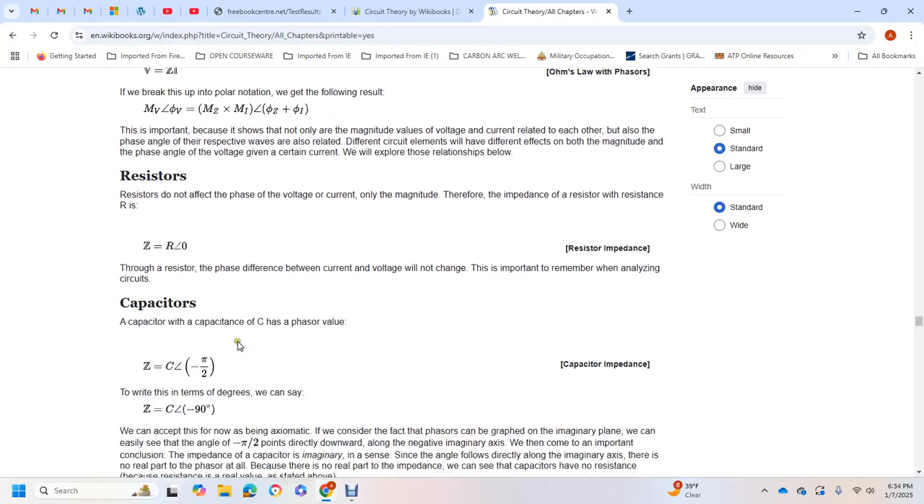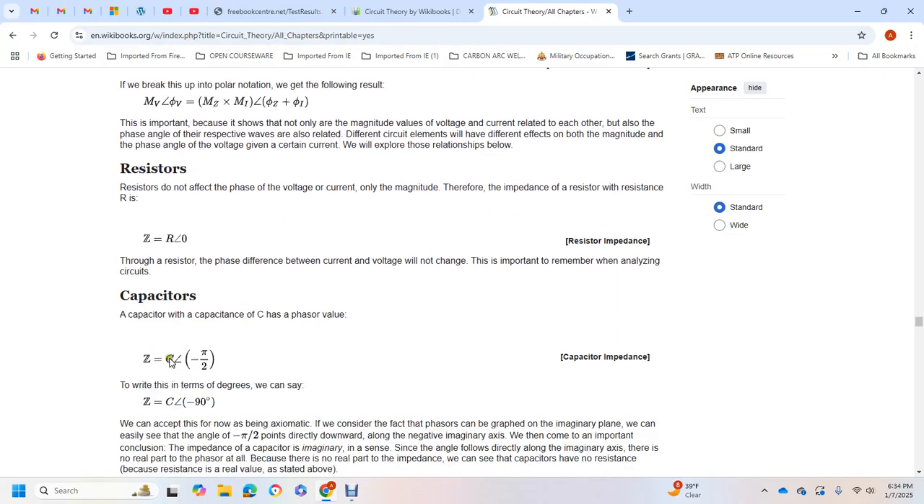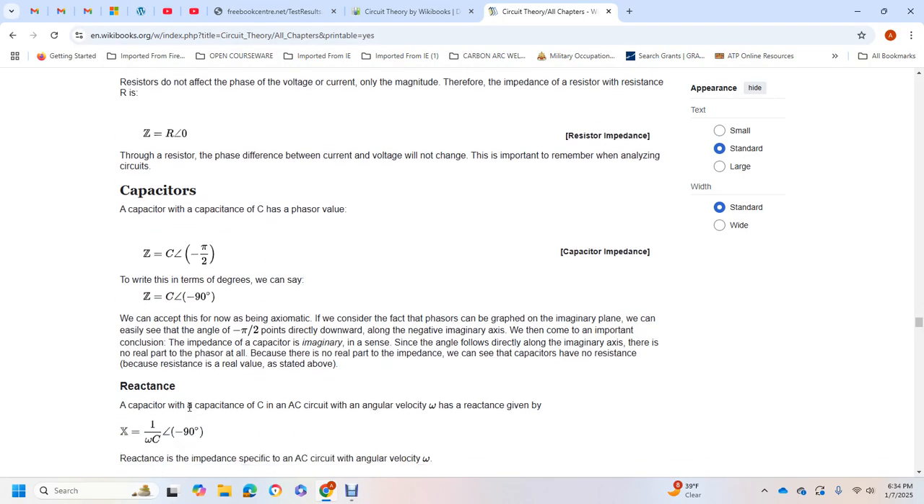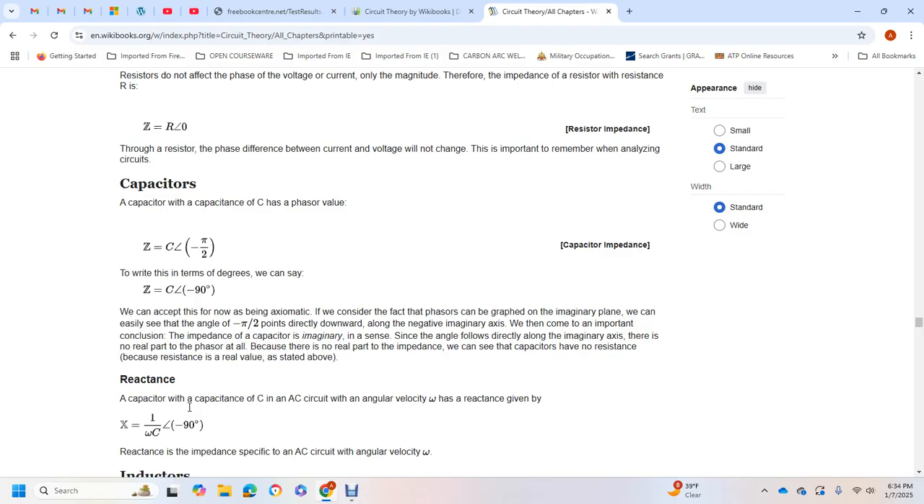It's important to remember to analyze the capacitor phasors. The impedance of the capacitor has a phase angle of -pi over 2, that is -90 degrees. We consider this axiomatic. Consider the phasor on the complex plane: a phase of -pi over 2 points straight down along the negative imaginary axis. We can come to an important conclusion: the impedance of the capacitor is purely imaginary, since the angle lies directly along the imaginary axis. There is no real part in the phasor, so the capacitor has no resistance.